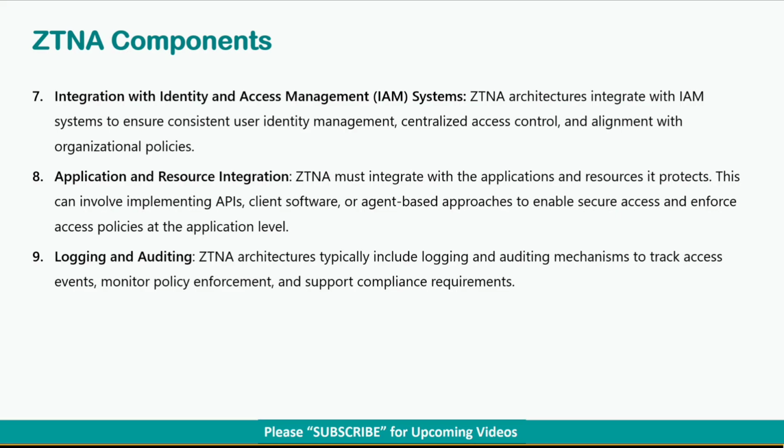Next is application and resource integration. ZTNA must integrate with the applications and resources it protects. This can involve implementing APIs, client software, or agent-based approaches to enable secure access and enforce access policies at the application level. Lastly, we have logging and auditing. ZTNA architectures typically include logging and auditing mechanisms to track access events, monitor policy enforcement, and support compliance requirements.